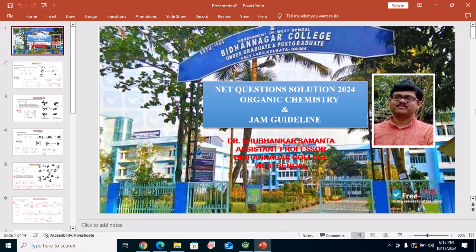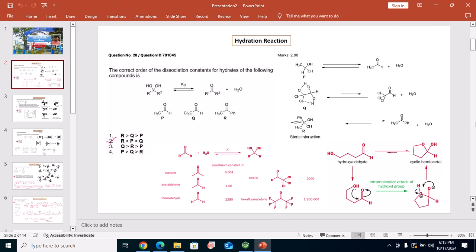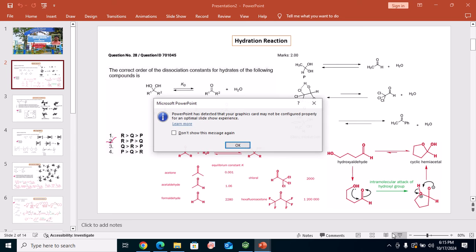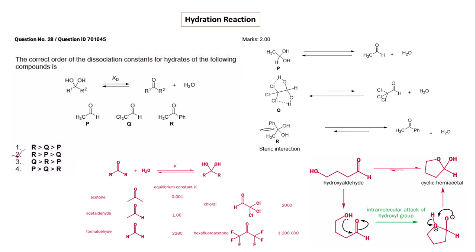Now we are going to the next question solution, 2024, for the second part. In the second part, we go to the first question regarding the dissociation of the gem diol. Here the gem diol can be dissociated to form the carbonyl compound. Here three types of compounds are given: P, Q and R.